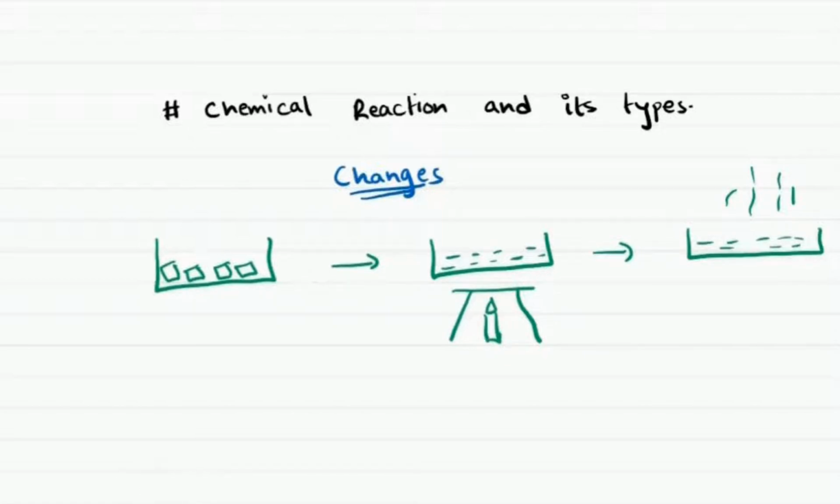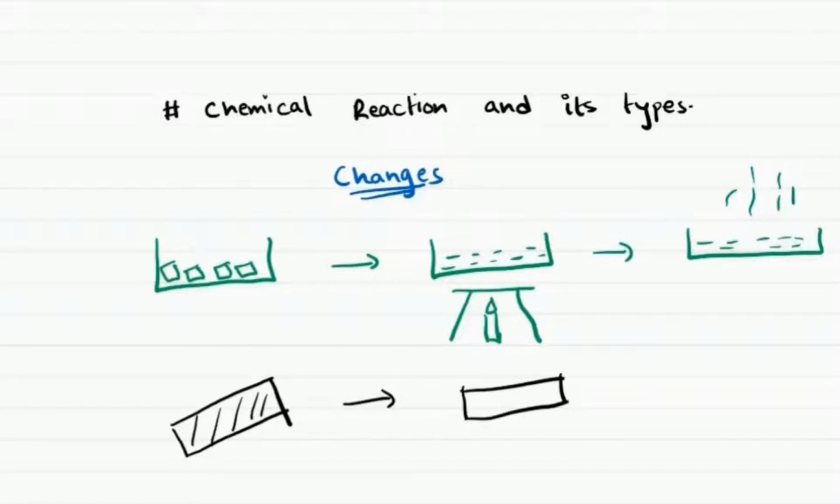Another change that we can see is, let's say we have a piece of iron, and if we leave it in the atmosphere for some time, then we are going to see some red or brown powder on the surface of iron, which is rust. And this is also one of the changes that we can see in our life every day. There are lots of changes that happen in our everyday life, right? But for now, to understand chemical reaction and changes, we are just going to look at these two examples.